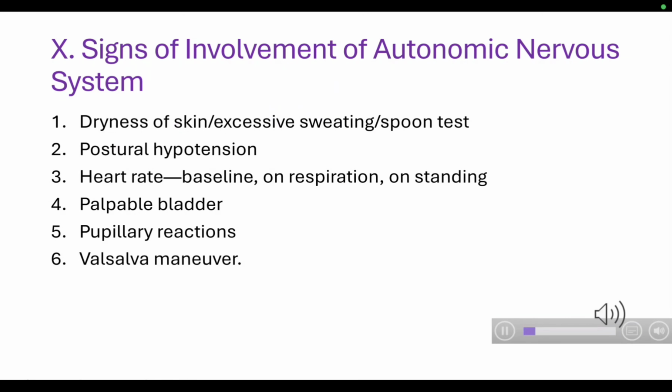This slide covers Pillar 10, that is signs of autonomic nervous system involvement, where we check for skin dryness, excessive sweating, postural hypotension, and a palpable bladder.